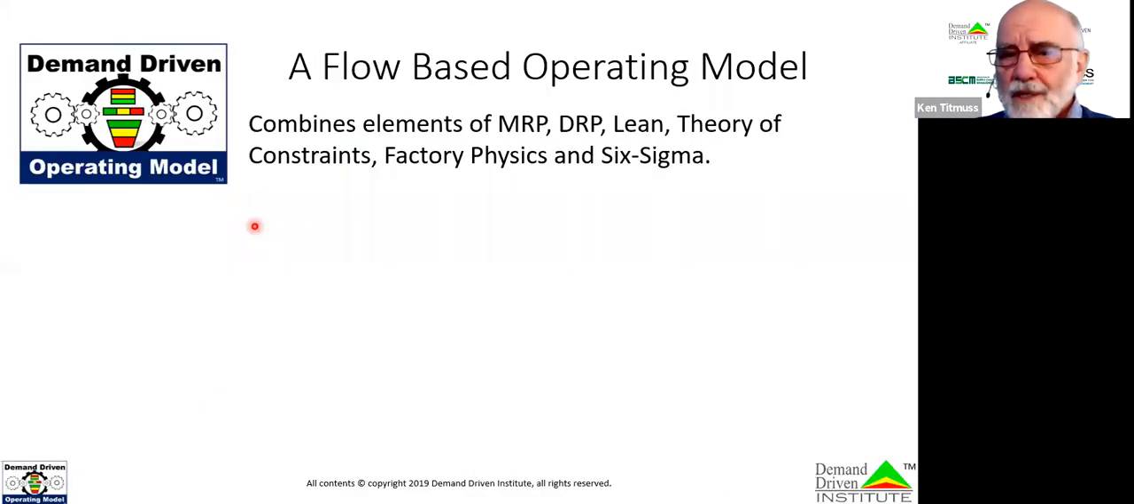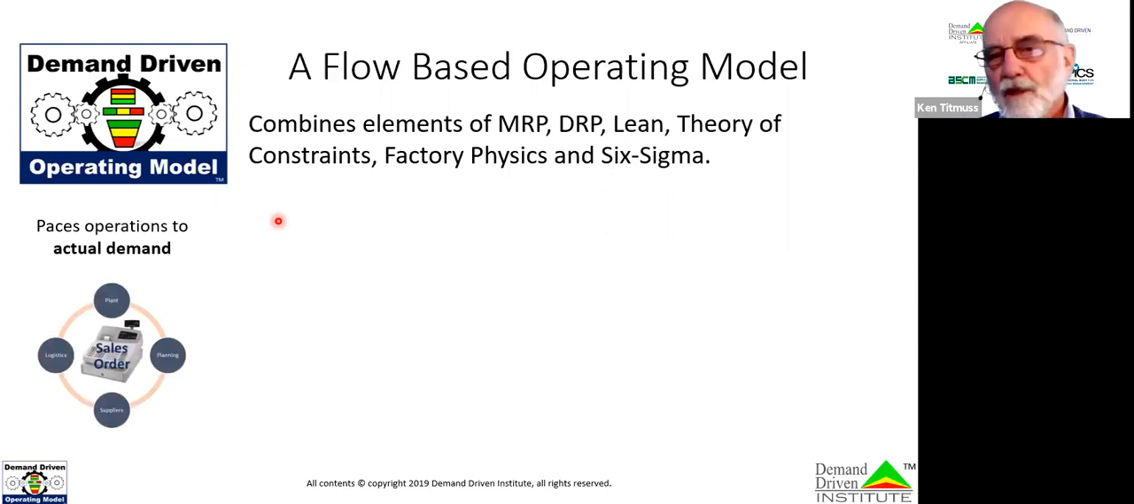So we need to implement a flow-based operating model in our business. And we're not throwing the baby out with the bathwater. We've got some really great stuff that's happened over the last 50-odd years. We've got MRP, DRP, Lean, theory of constraints, factory physics, Six Sigma, all great stuff on their own. But by taking the best out of these, we can combine them with some innovation and come up with a new operating model that we can use in our operations.